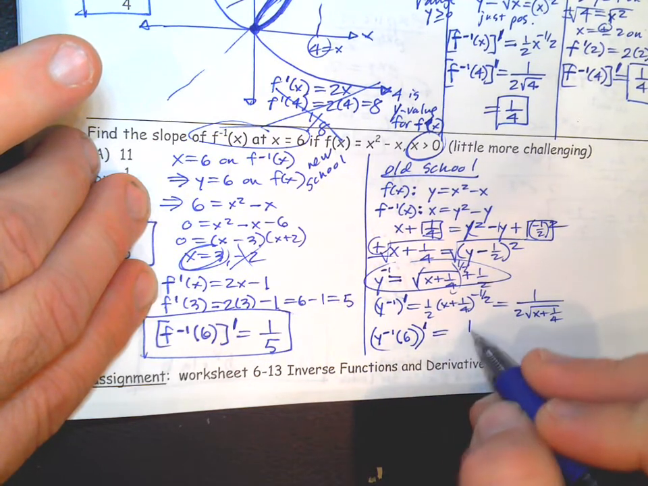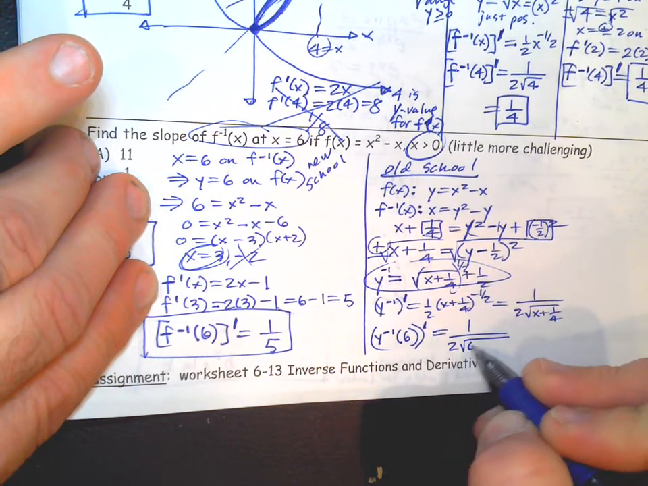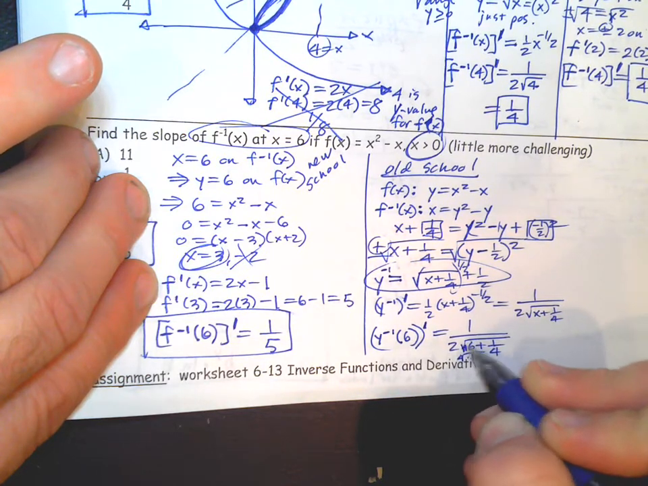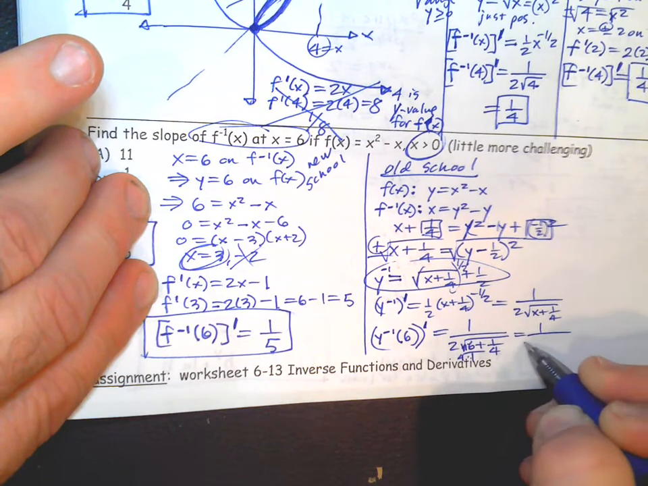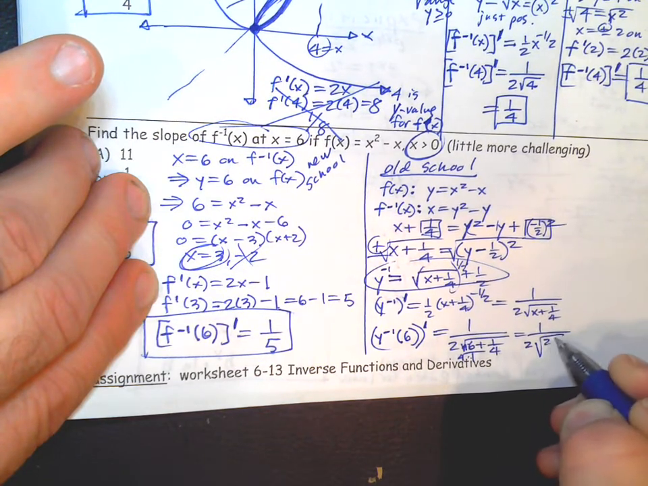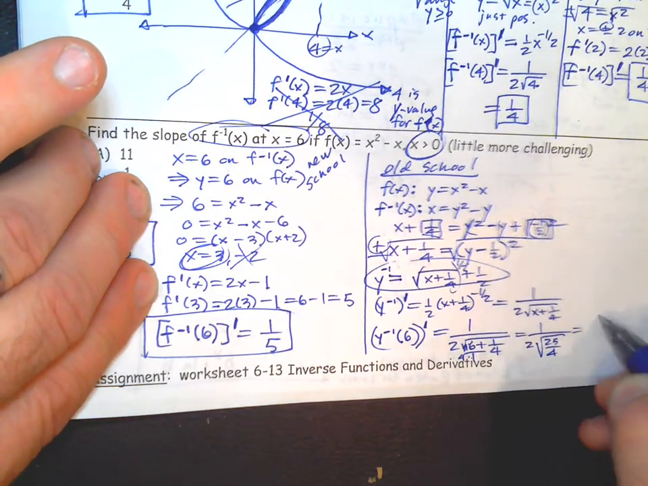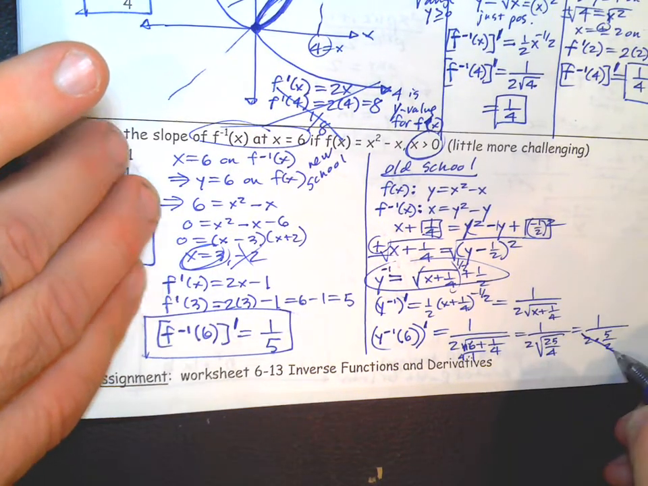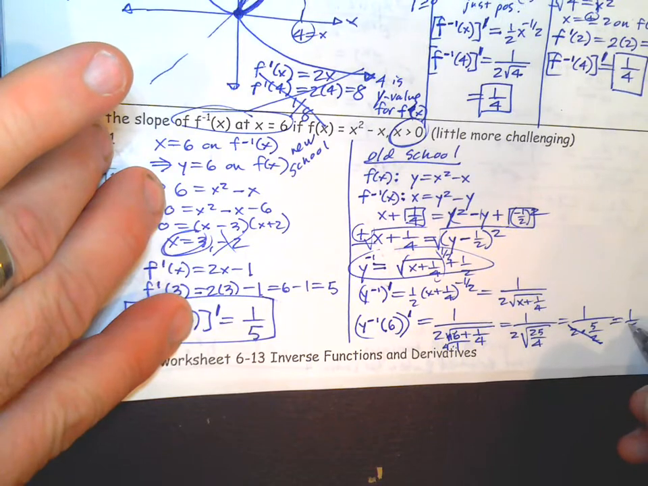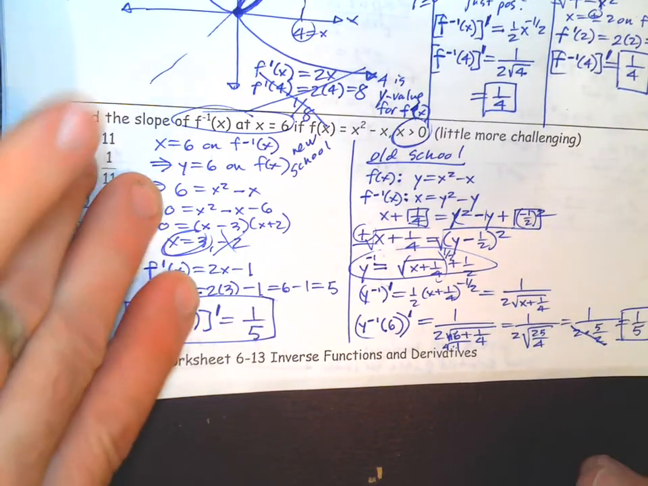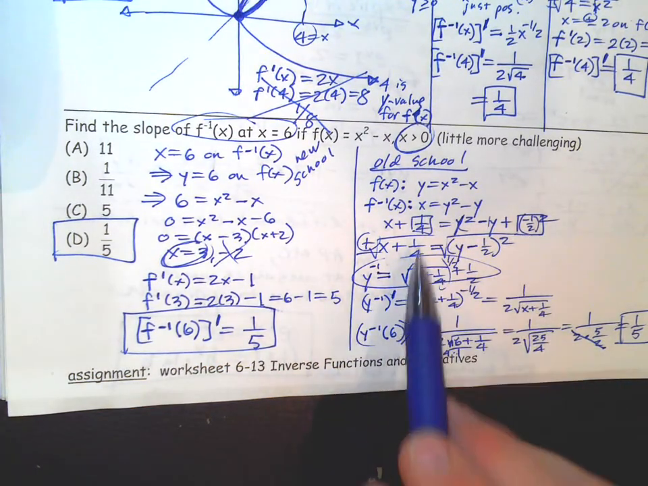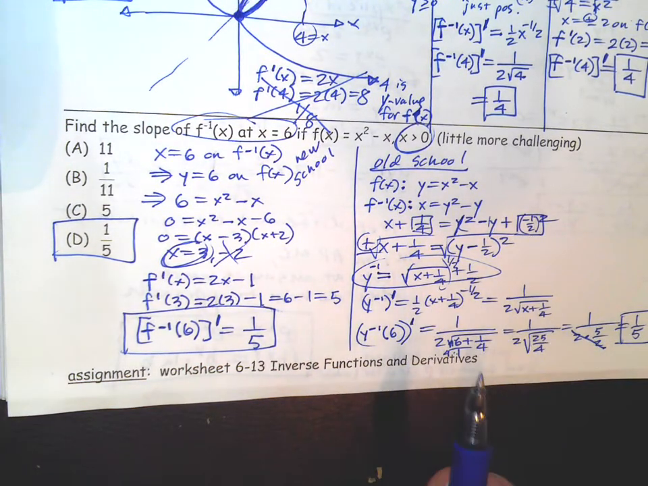And it's going to be 1/2 square root of 6 plus 1/4. Probably want to clean this up, give the least common denominator. And it's going to be 1/2 square root of 25/4, which is going to be 1/2 times 5/2. The 2's are going to cancel, and eventually you get 1/5. Okay? That's way more work and way messier work. And honestly, it wasn't even that bad.